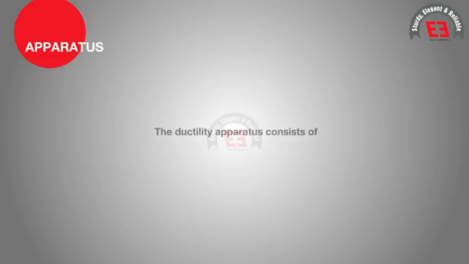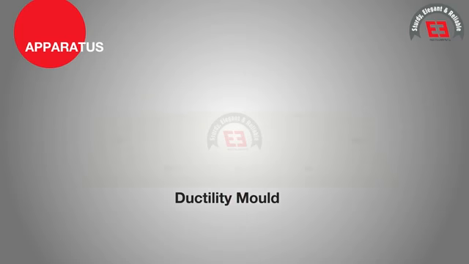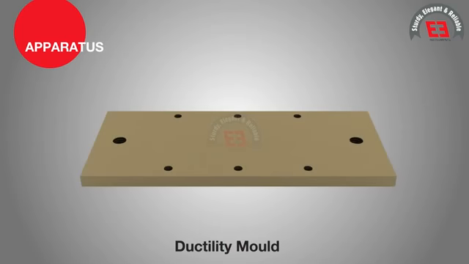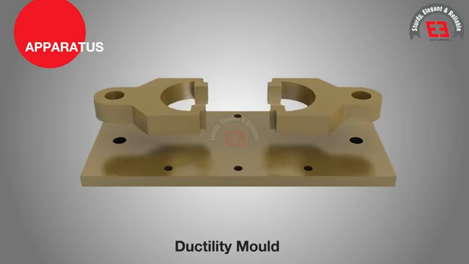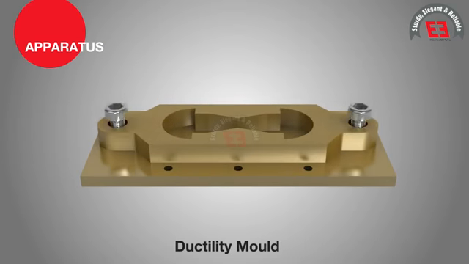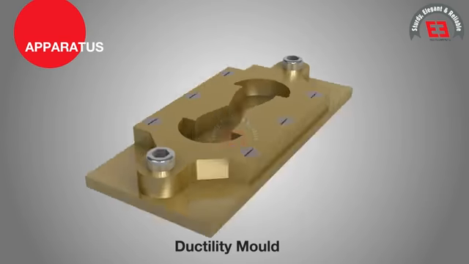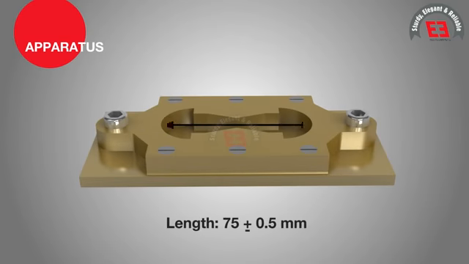Apparatus. The ductility apparatus consists of a ductility mold. The ductility mold, made of brass metal, consists of 2 end clips and 2 side pieces as per the shown dimensions. Length 75 mm plus or minus 0.5 mm.